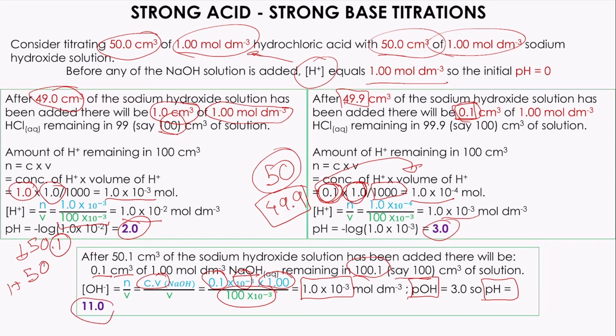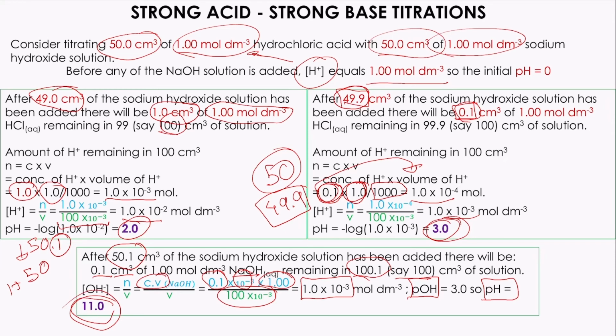Can you see the difference from 49.9 to 50.1? A big change in the pH. So just like half a drop, or we can say a drop of base, could make this sudden change.